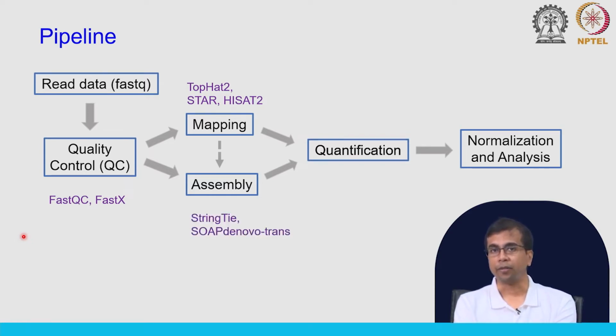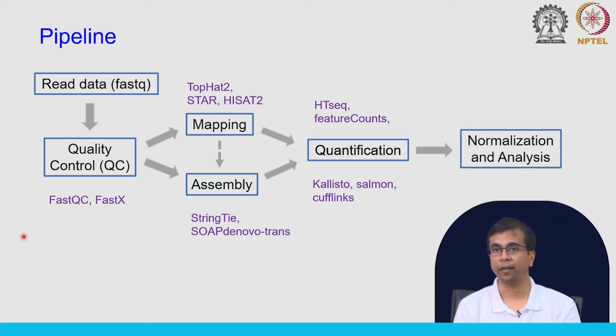Then there are assembly tools called StringTie, or you can also do something called de novo transcriptome assembly, right, without looking at the genome mapping. In that case it will be a de novo assembly, and there are tools for that as well. Once we have done the mapping and assembly, we can do quantification, and there are tools again that will help in this process. There are HTSeq or featureCounts tools that actually take the mapping data, and they will quantify how many reads map to each gene in the genome.